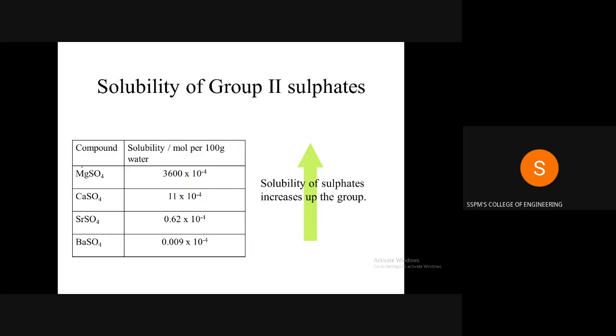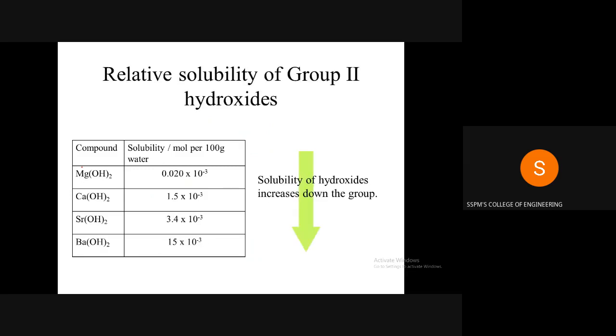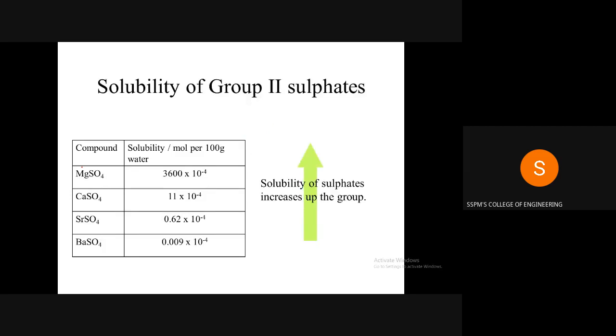Then solubility of group 2 sulfates. जसं आता तुम्ही या स्लाइड मध्ये हायड्रॉक्साइड्स बघितलेत तसं solubility with the sulfate. It is also a property of group 2 elements when they react with sulfate ions, SO4 2 minus. So Mg 2 plus reacts with SO4 2 minus to form MgSO4. So the plus 2 and minus 2 charges are balanced.